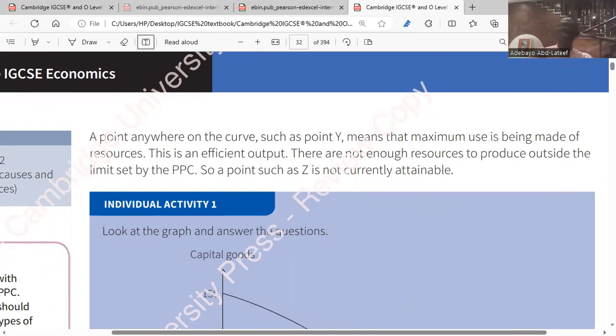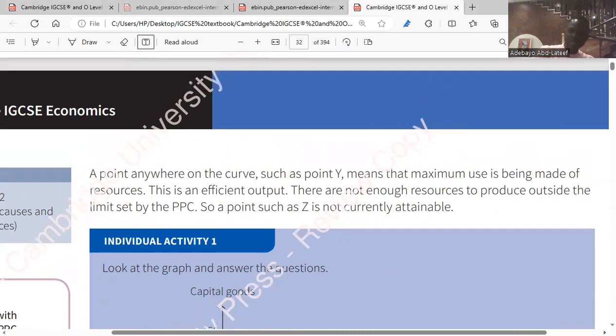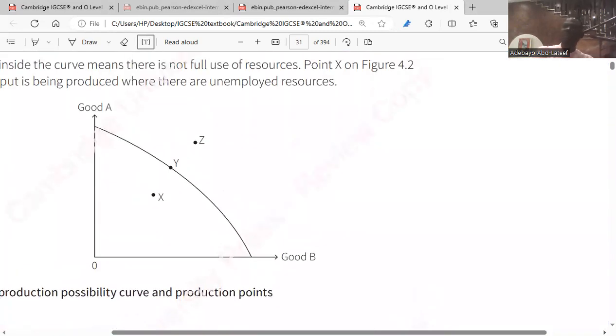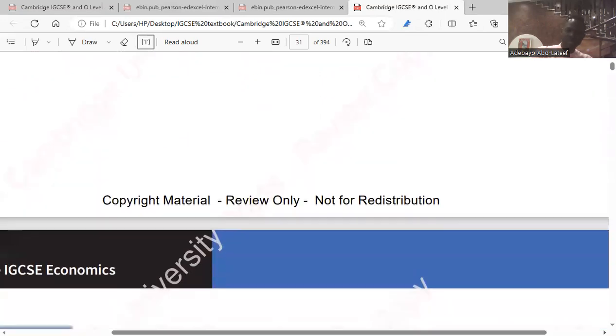Point Z, it is not attainable. The economy cannot produce at that point because that point is out of the production possibility frontier. Do you get what I'm saying here? The economy does not have sufficient resources to produce at that point. That is point Z. Do you get the point here? Yes. So point X means that the economy is underproducing. That means all resources are not fully employed. At point Y, the economy has reached its maximum. It can only start producing more if it wants to produce either good B or good A. At point Z, it is not attainable because there are no resources to be able to produce at that level. Clear? Yes.